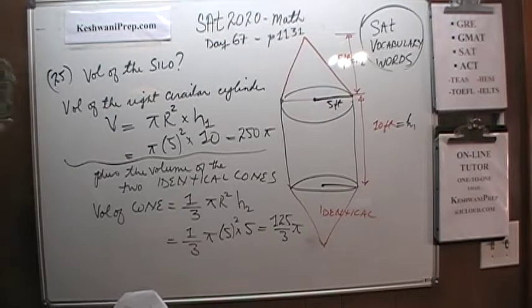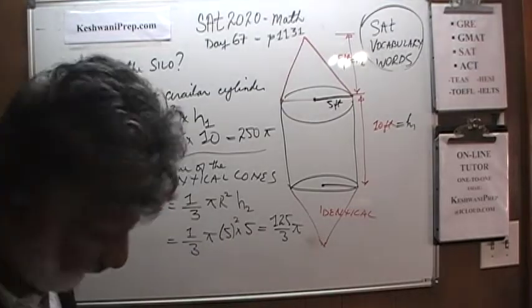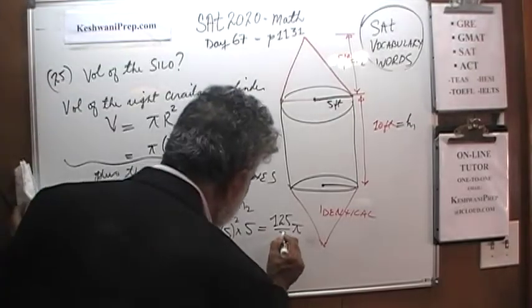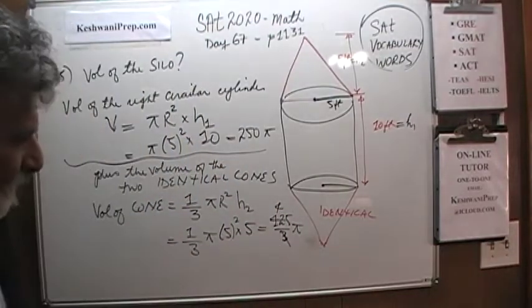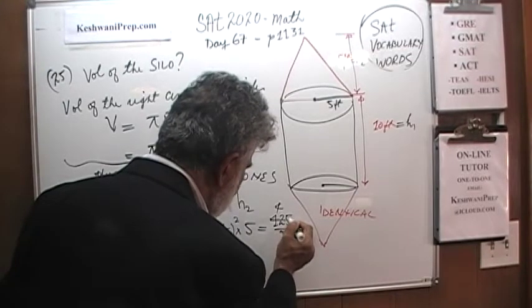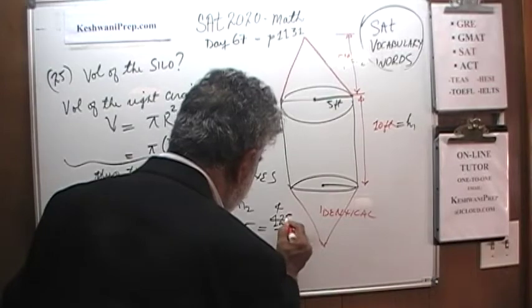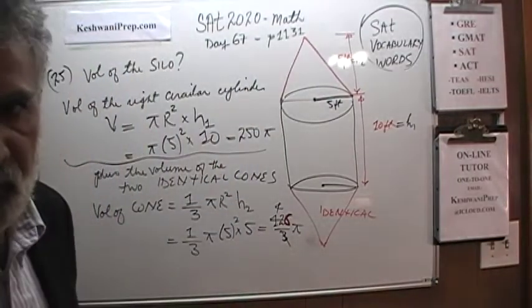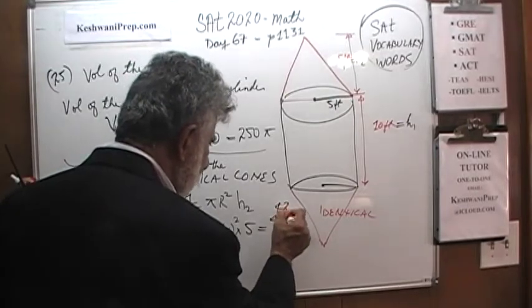125 over 3 pi. Let's divide top and bottom by 3. 125 over 3. We're going to divide top and bottom by 3 here. 12 has 4 threes. And this 5 that you see here, I'm going to do it in a different color so you can see it. I'm going to pretend that that 5 is a 6. In other words, I'm just approximating it so that we don't have to waste time. And 6 has 2 threes.